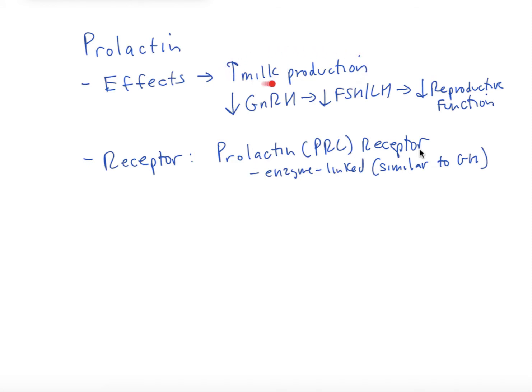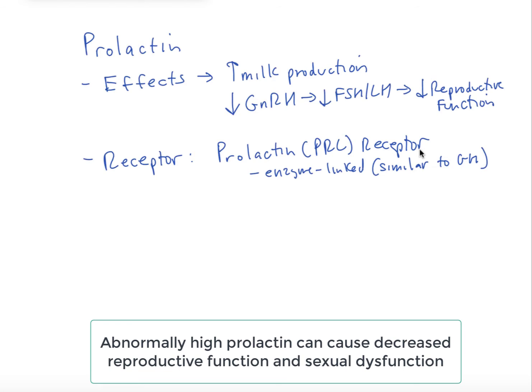There's also an effect on the hypothalamus to suppress GnRH, that's gonadotropin releasing hormone, which then causes an effect to decrease gonadotropins, which ultimately then affects the gonads and reproductive function. This is why women who breastfeed and have a sustained increase in prolactin have reduced fertility, and why people who have excess prolactin end up with decreased reproductive function.